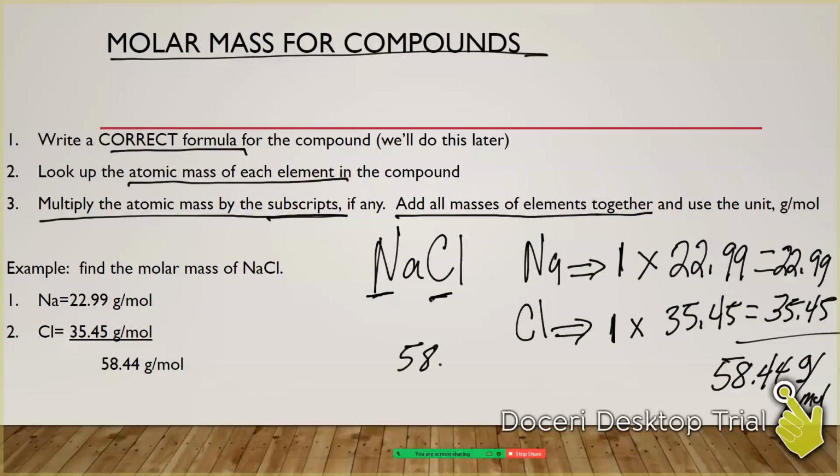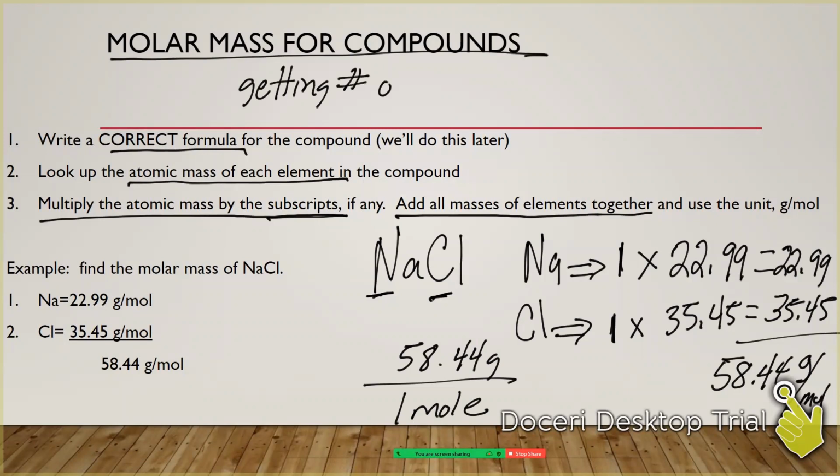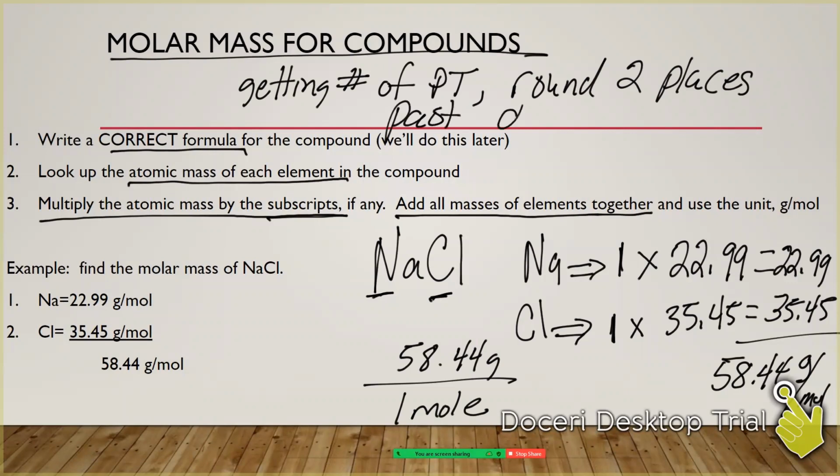Once again, that means that there are 58.44 grams in 1 mole of sodium chloride, if I could count that out. When you're getting your number off the periodic table, you're going to round 2 places past the decimal. That's our rule in our class. When you go to college, your professor might have a little bit different rule, but 2 places past the decimal.